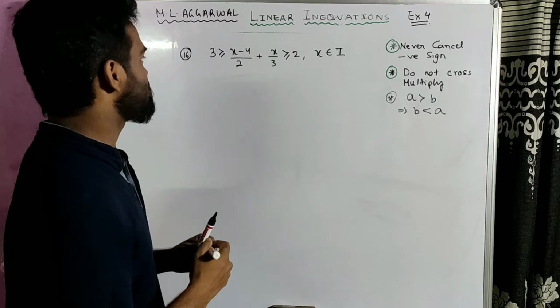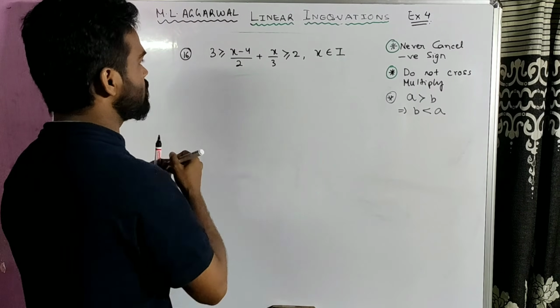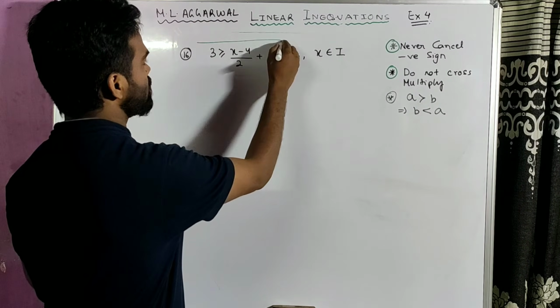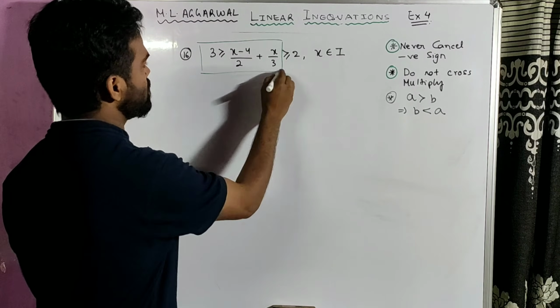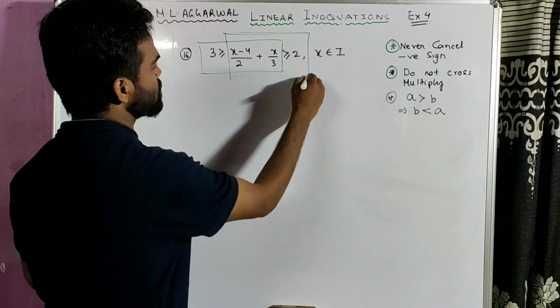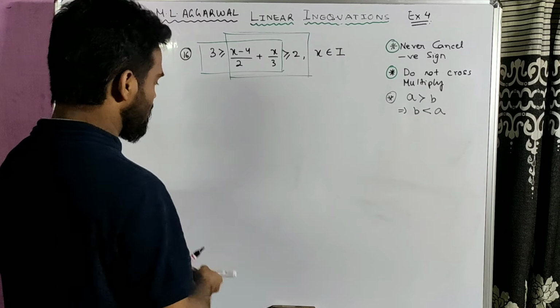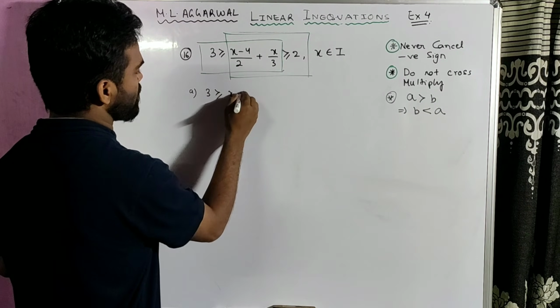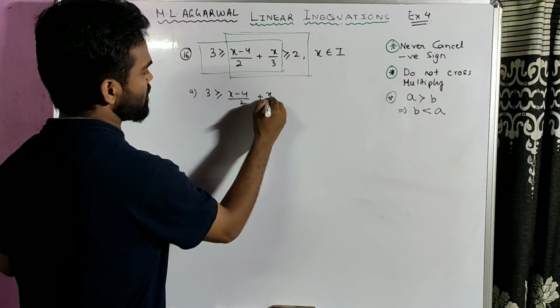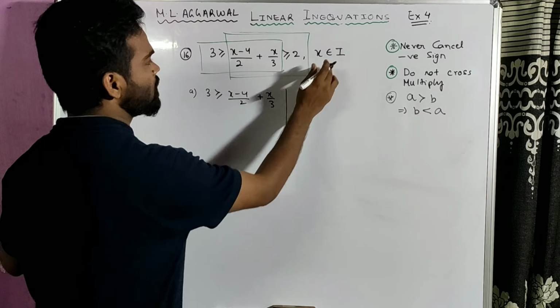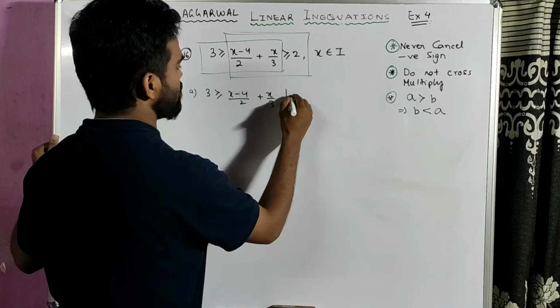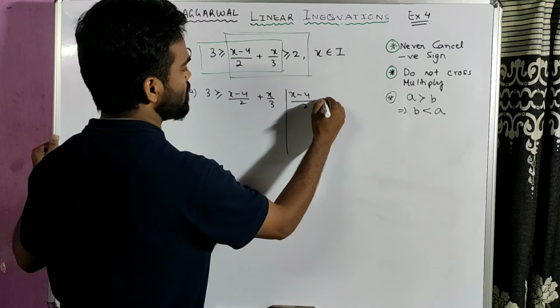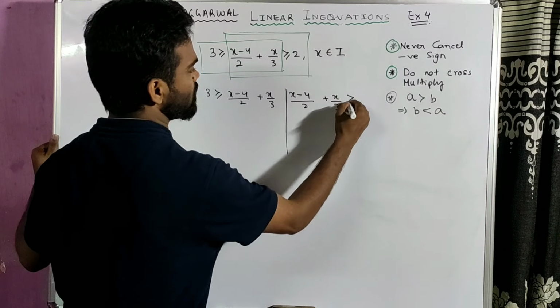Now look at sum number 16 again. There are two inequations, you know. The first one will be from here to here, and the second one from here to here. We'll write that. The first one is what? 3 greater than or equal to x minus 4 by 2 plus x by 3. And the second inequation is, and x belongs to integers, they have already given, okay? x minus 4 by 2 plus x by 3 greater than or equal to 2.